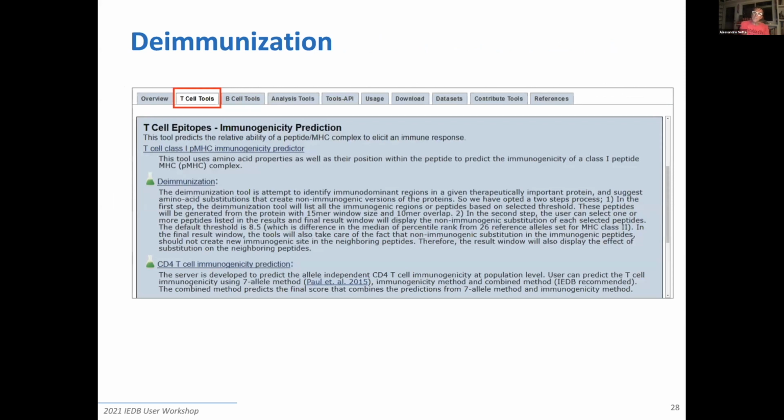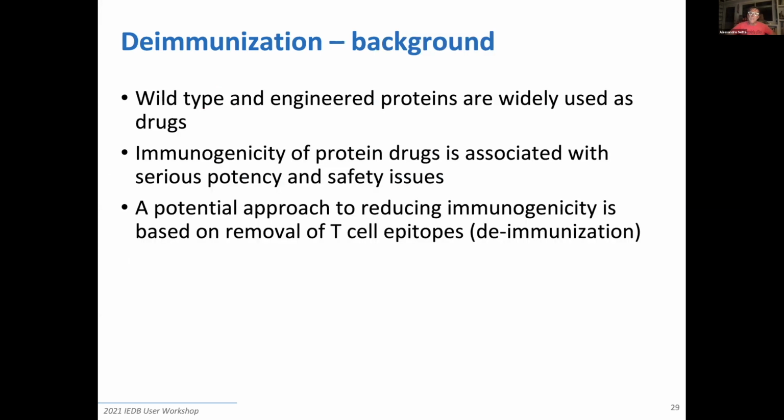Another tool is the T-cell epitope immunogenicity prediction tool. And there are different tools here. One is the CD4 immunogenicity prediction, one is the deimmunization. I'm just going to demonstrate a little bit what the deimmunization tool does.